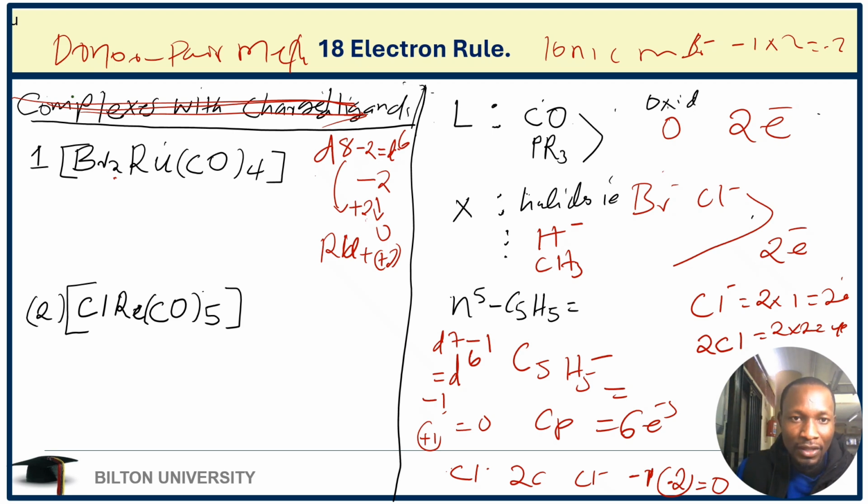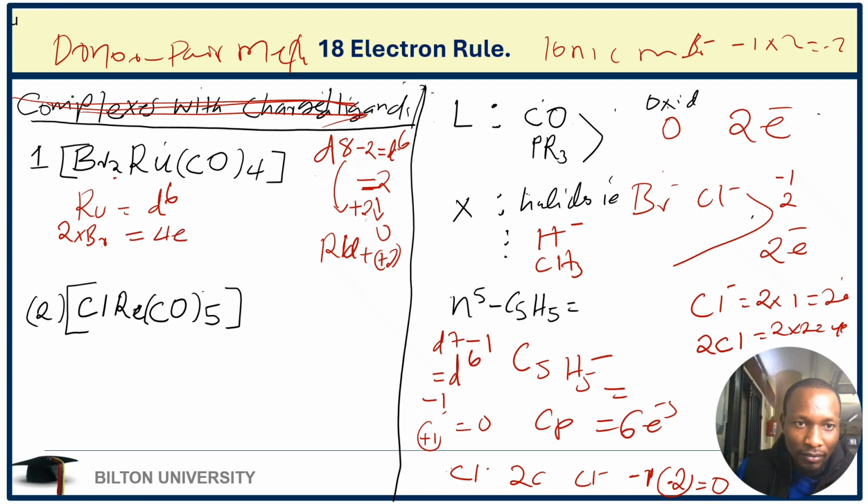So let's look if this complex obeys the 18 electron rule. So now our metal is in D6 because we have taken 2 electrons to balance this -2, and we have our bromine and there are 2, so 2 times Br. Remember we said that now in the donor pair method the ligands have been assigned -1, so each ligand contributes 2 electrons, so we have 2 times 2, that's going to be 4 electrons.